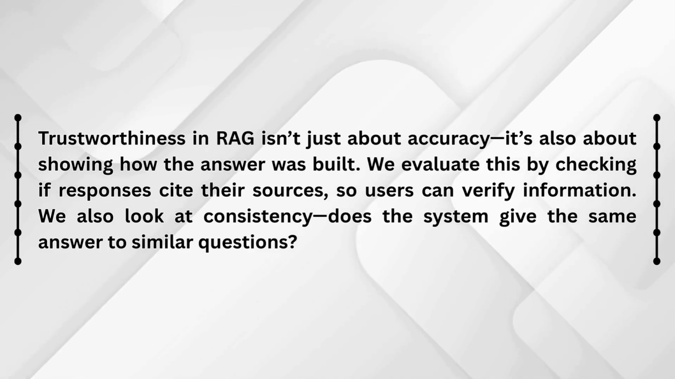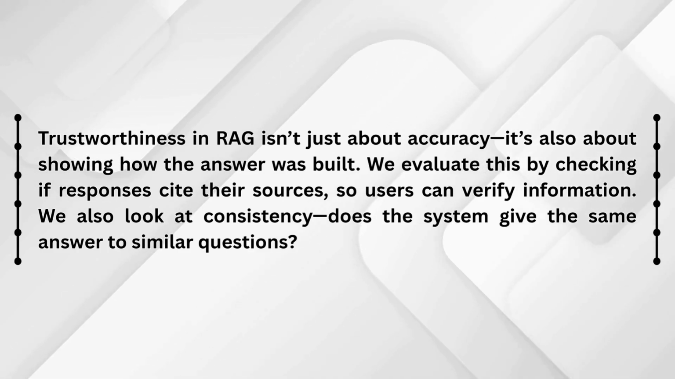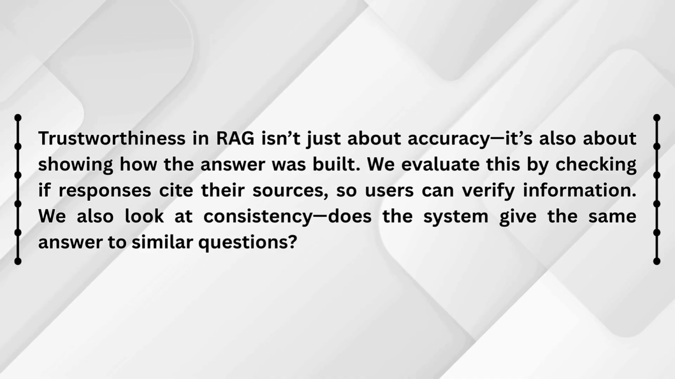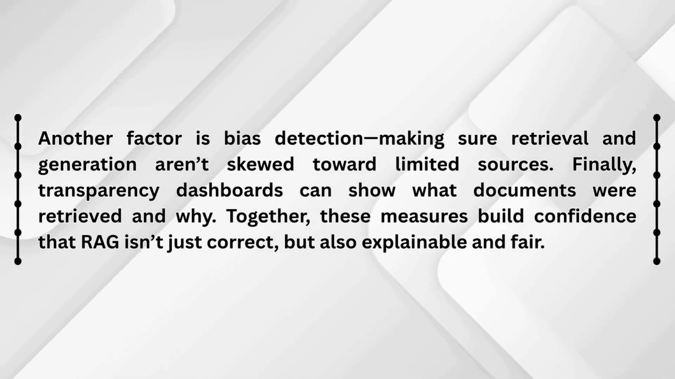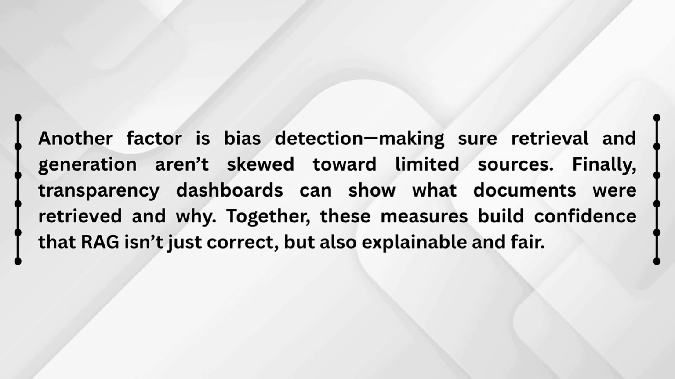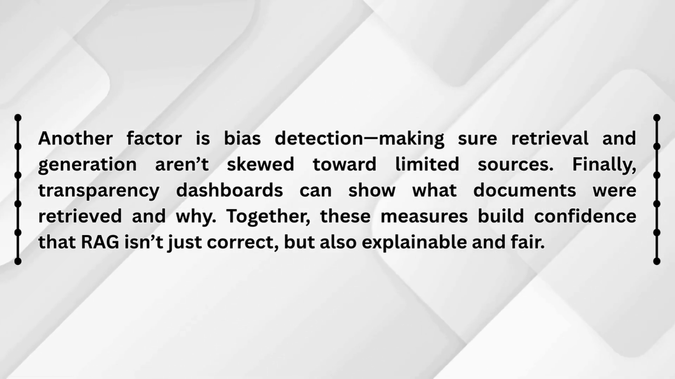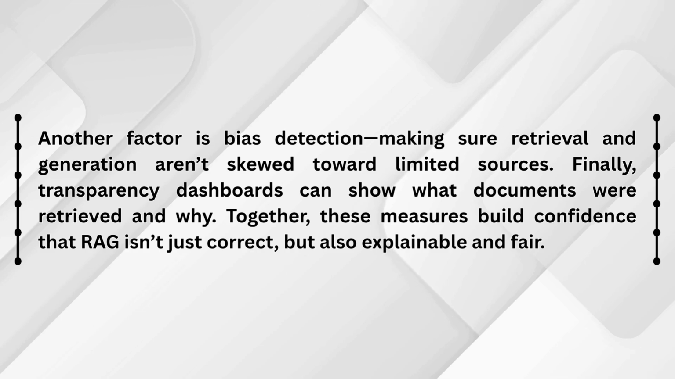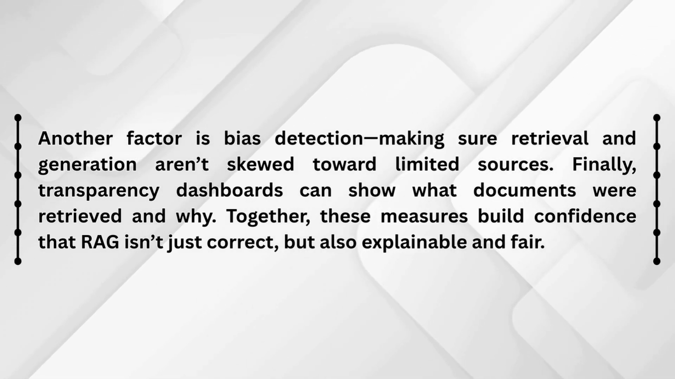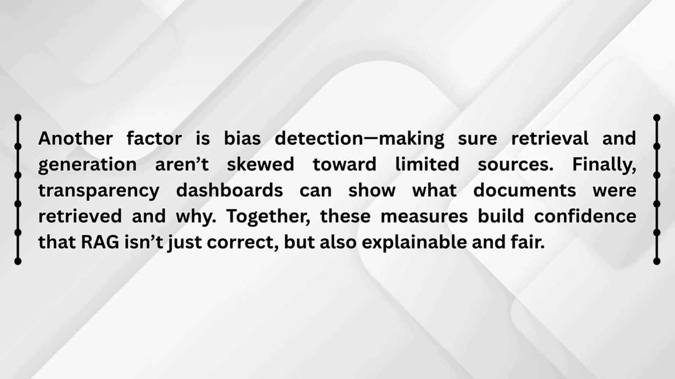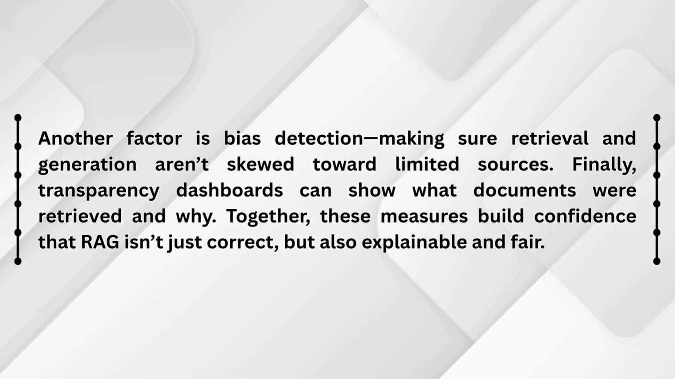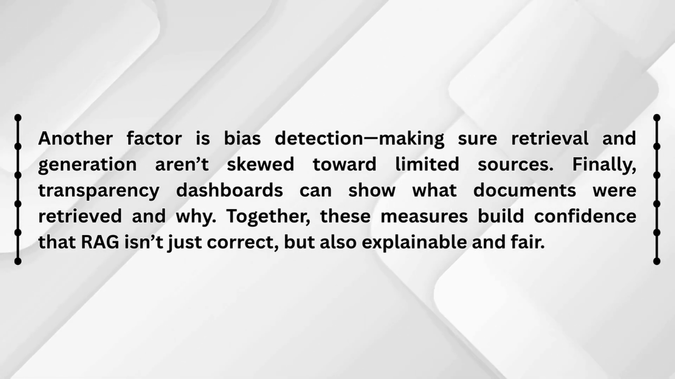We also look at consistency. Does the system give the same answer to similar questions? Another factor is bias detection, making sure retrieval and generation aren't skewed toward limited sources. Finally, transparency dashboards can show what documents were retrieved and why. Together, these measures build confidence that RAG isn't just correct, but also explainable and fair.